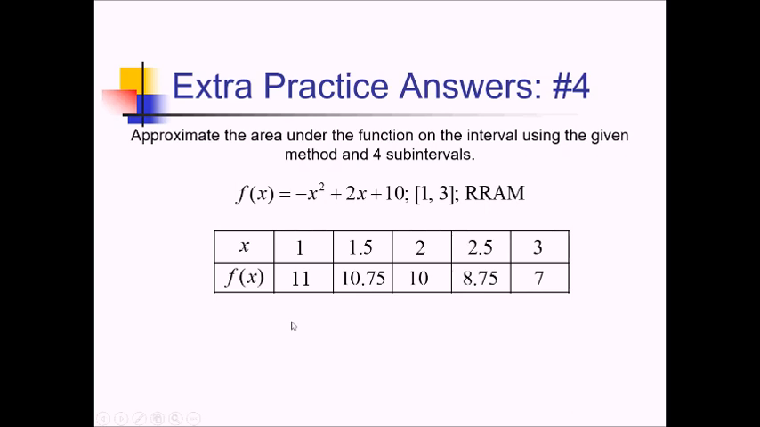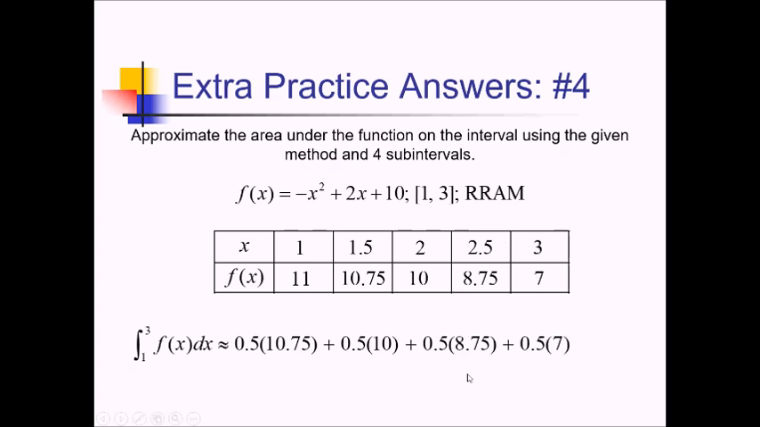I can say that the integral of f of x from 1 to 3 is going to be approximately equal to the following. So I have a base of 0.5, and I'm using the right endpoint of this rectangle, the height there. So 0.5 times 10.75, that's going to be my first rectangle area. And then I've got 0.5 base times a height of 10, 0.5 times 8.75, so just using the right side of each rectangle, and then 0.5 times 7. And you could leave it unsimplified, or if you wanted, you could add it all up, which I'm going to do now on my calculator.